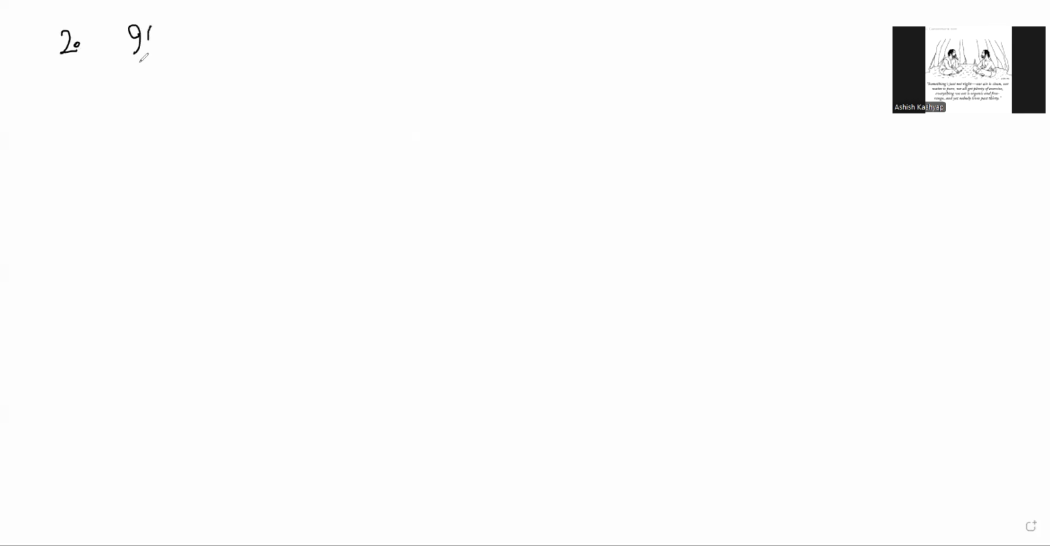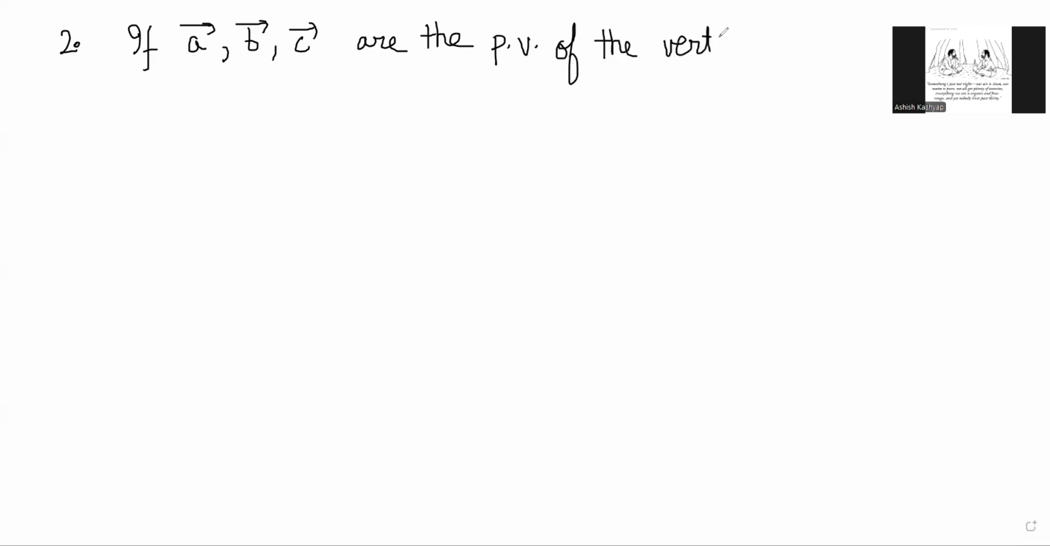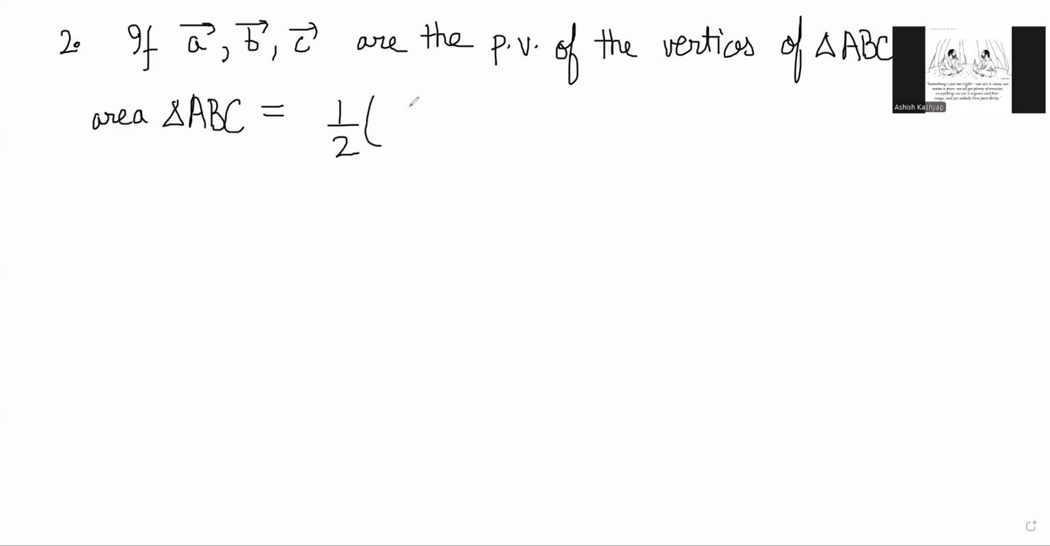So if now we are not writing the vectors for the sides, we have A, B, C as the position vectors of the vertices of a triangle ABC. In this case, the area of the triangle ABC will be simply half of A cross B plus B cross C plus C cross A.